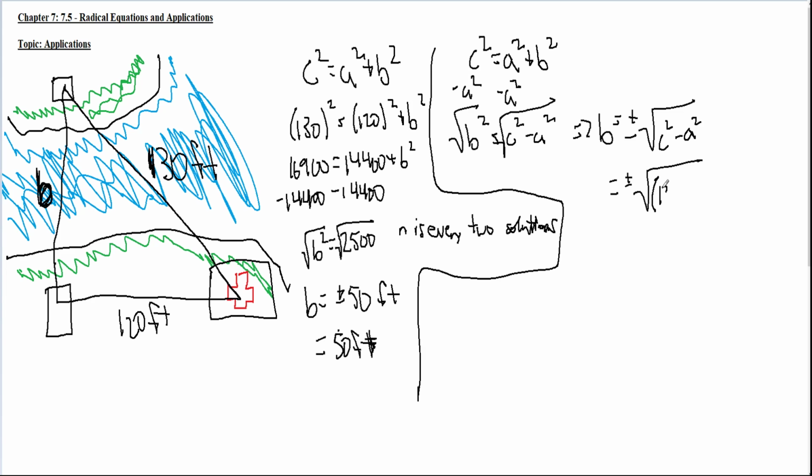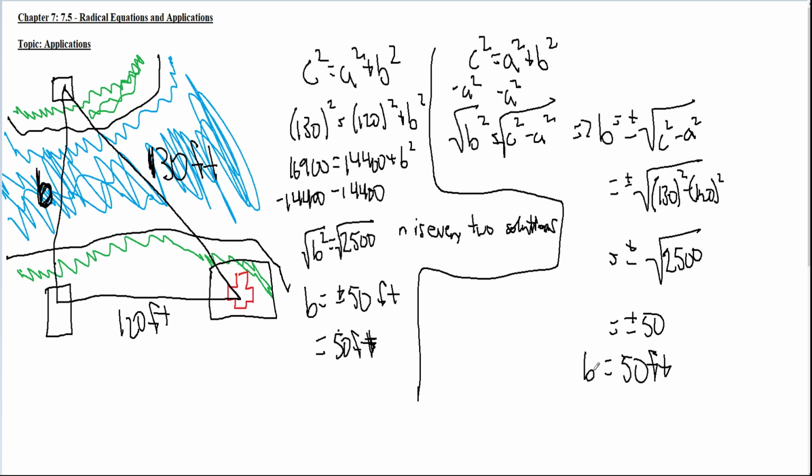So I have 130 squared minus 120 squared, and their difference will be 2,500. And then once again, I just reject the negative root because I cannot have a negative distance. So my final answer is positive 50 feet, which is the distance between the two houses.